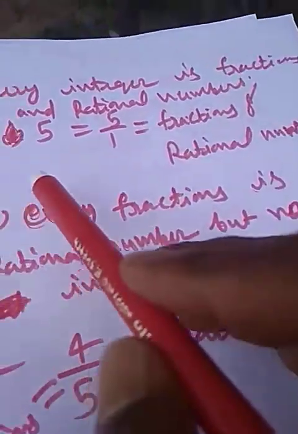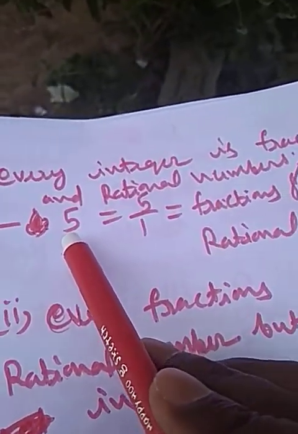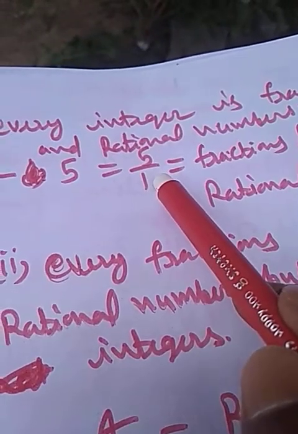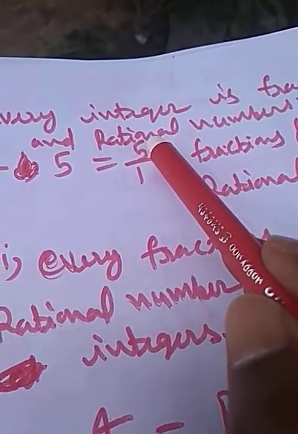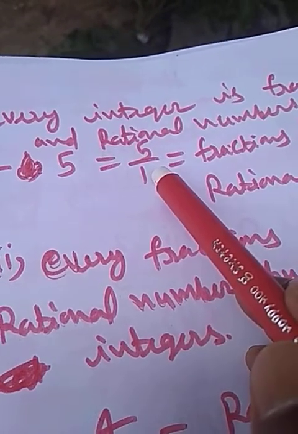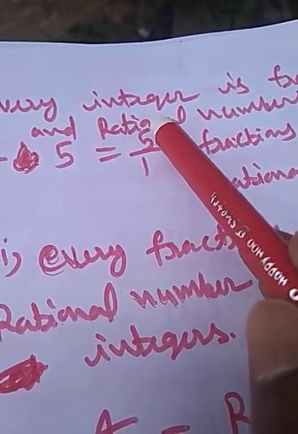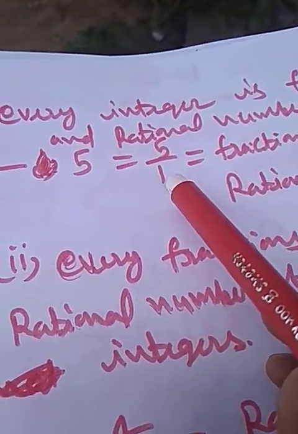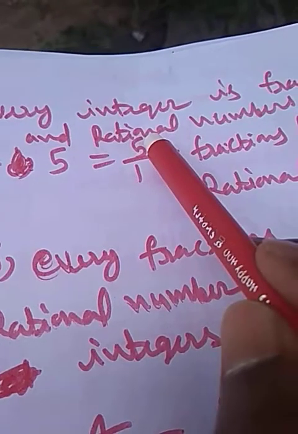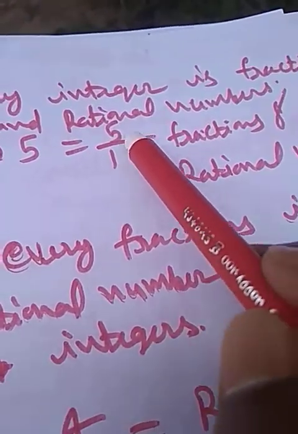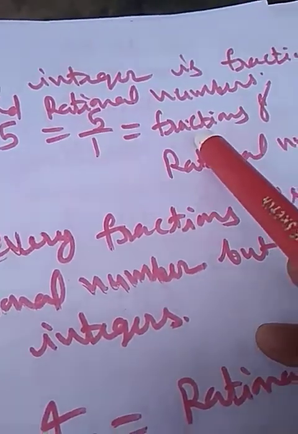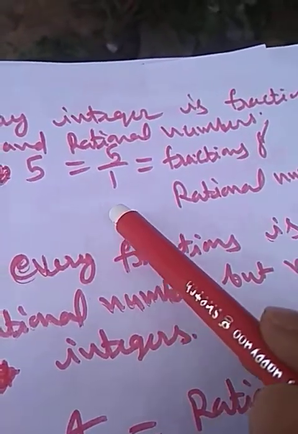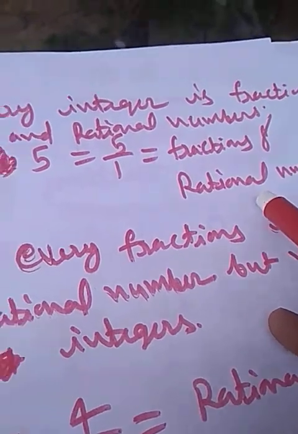How is it? Take an integer, 5, which is equal to 5 by 1. 5 by 1 is the fraction. Why? Because 5 is also a natural number, 1 is also a natural number, and it is written in the form of p by q. So it is called the fraction. It is also the rational number. Why? Because 5 is also an integer, 1 is also an integer. So it is equal to fractions and rational numbers. Means every integer is a fraction and a rational number.